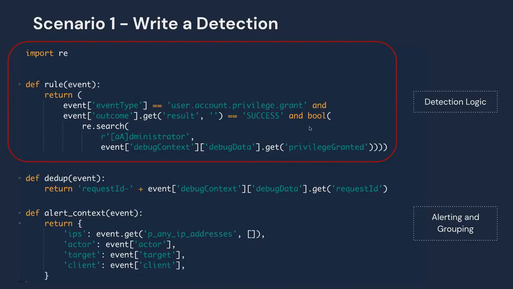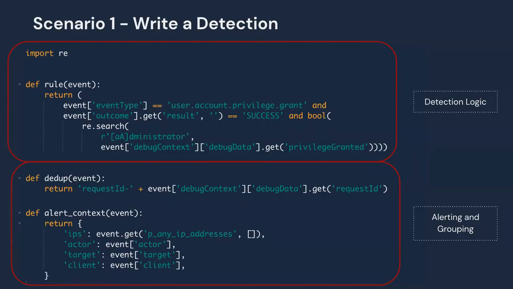So we have our main detection logic here, and then under it we have our deduplication logic, which controls how these similar events are grouped, and then we have our alert context. The alert context is going to be really helpful for forwarding to Tines in this case, because the way Panther works is that it's analyzing a large slew of events, and one alert might have 10, 100, 1,000 events associated with it. So the alert context allows us to extract the pieces that we really care about, that we want to forward onto automation.